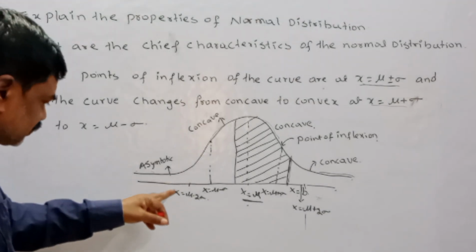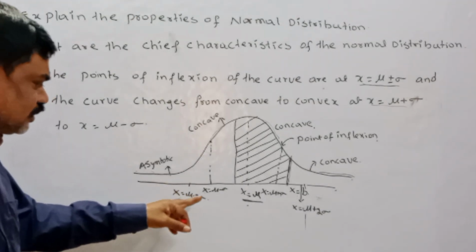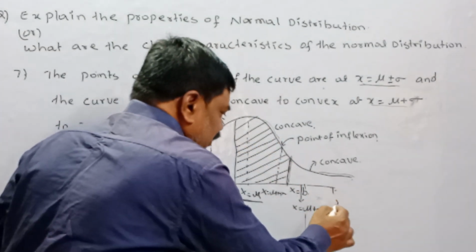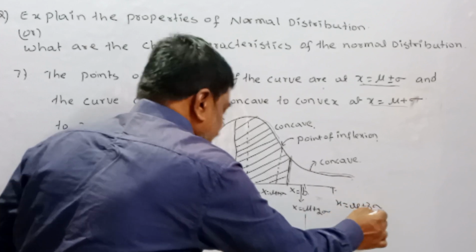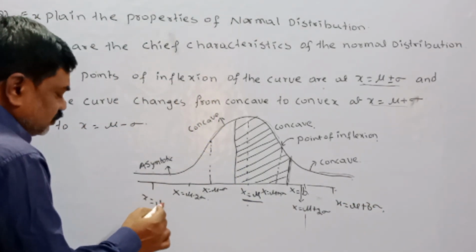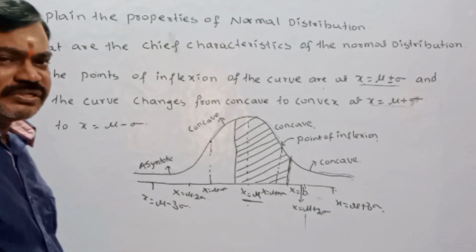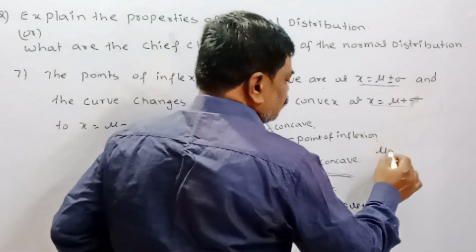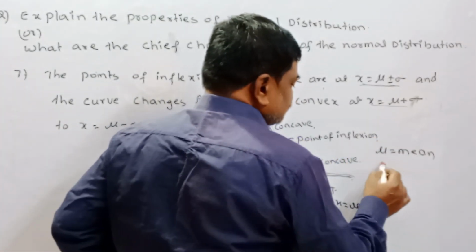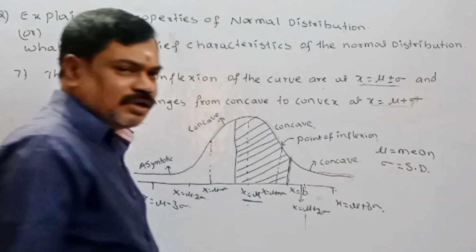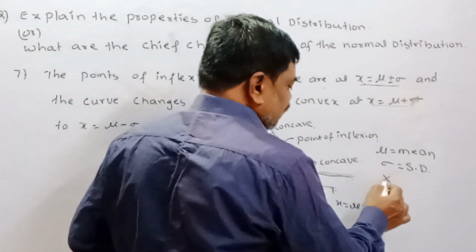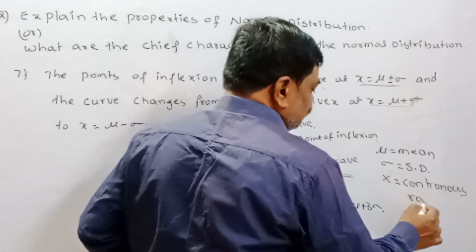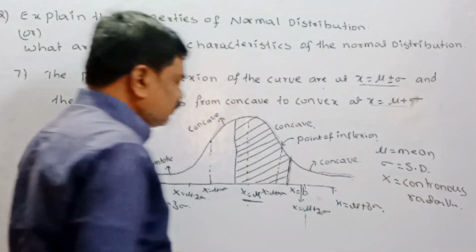Okay, all of you. And the next points: x equal to mu minus 2 sigma, x equal to mu plus 2 sigma, and x equal to mu plus 3 sigma and x equal to mu minus 3 sigma, where mu is the mean and sigma is the standard deviation of the normal distribution. X is the continuous random variable.